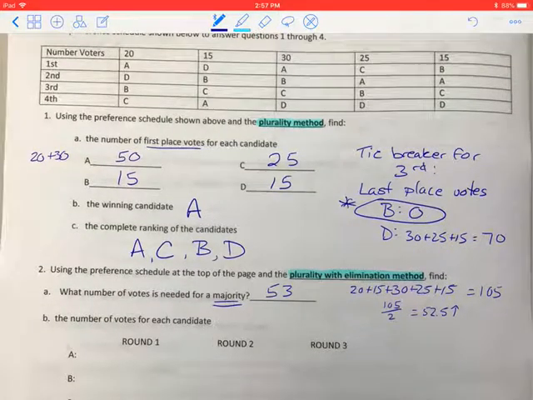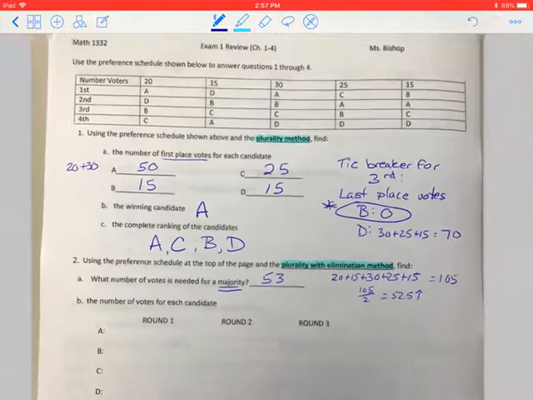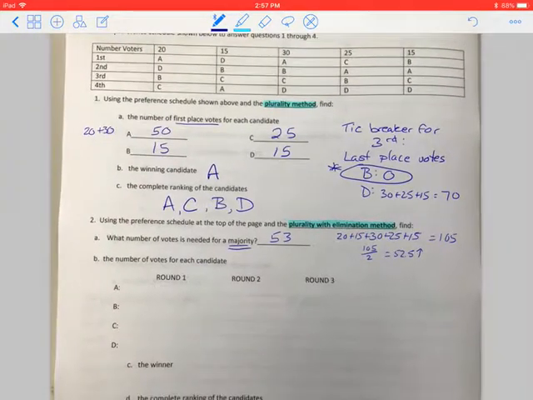So for round 1, I'm just going to use my answers from the previous problem. I'm going to get everybody's first place votes. So that'll be 50, 15, 25, and 15. So nobody has 53 votes. So I have to go on to round 2. Now B and D are tied for last place, but remember, we broke the tie up here. So D's in last place, so they go out first.